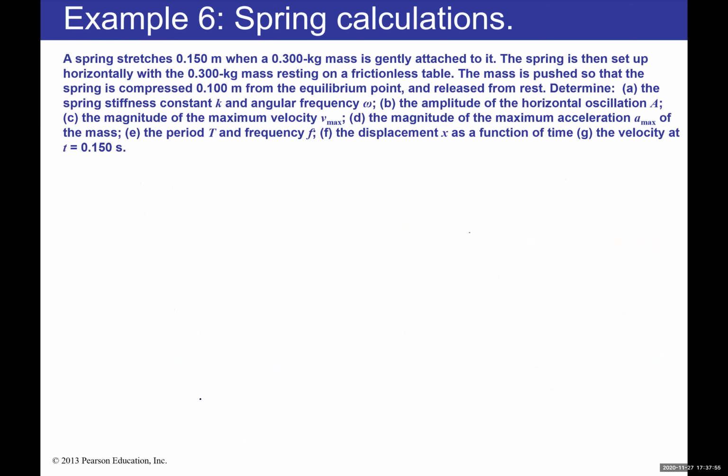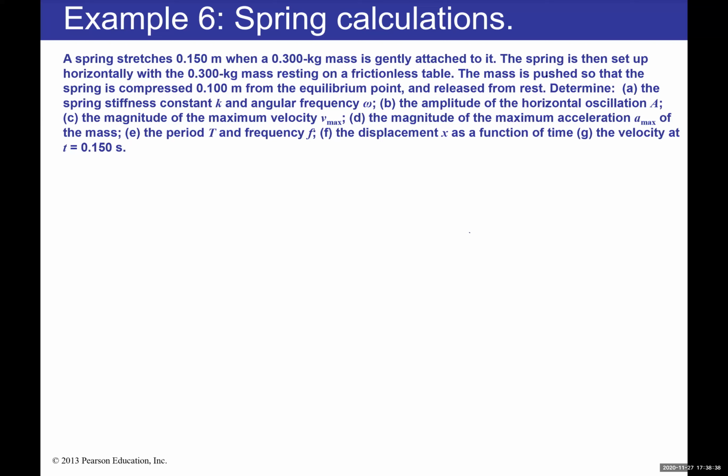So this was the famous example 4. I moved it here because we are looking at this as the spring. Actually, I made a mistake. I thought this is vertical, but it is horizontal. Anyway, let's look at that example. I have a spring that stretches to 0.15 meters when a 0.3 kilogram mass is gently attached to it. The spring is then set up horizontally.